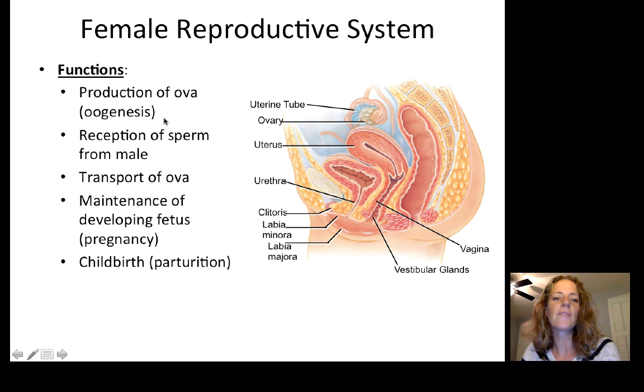So the functions of the female reproductive system are also production of gametes, but the female gametes are called ova, or eggs, and this is the process of oogenesis. Another function is the receipt of the sperm from the male for fertilization, the transport of the ova to meet the sperm if there is any present, and then in addition, for the female, we also have the added functions of pregnancy and childbirth.